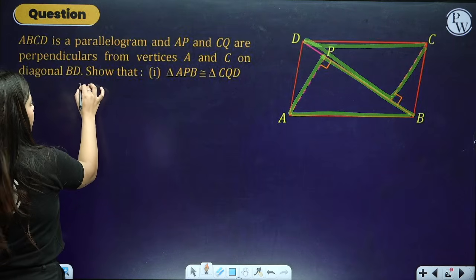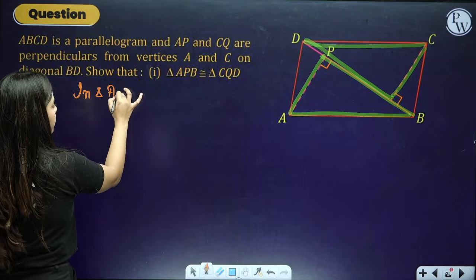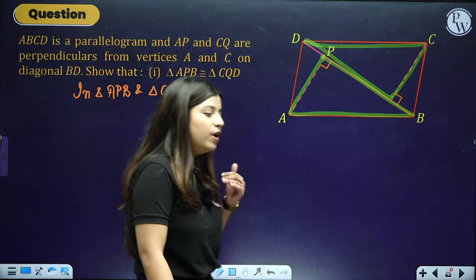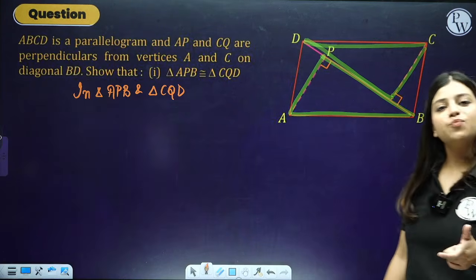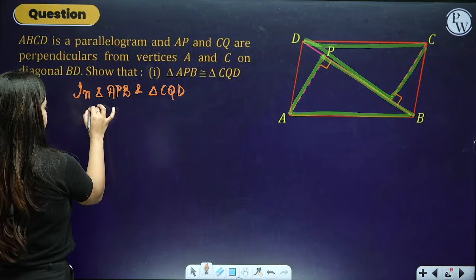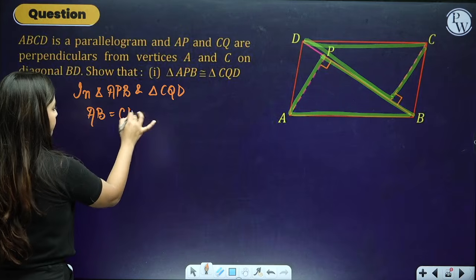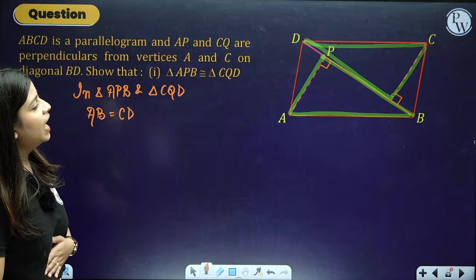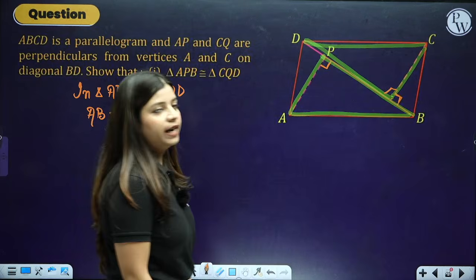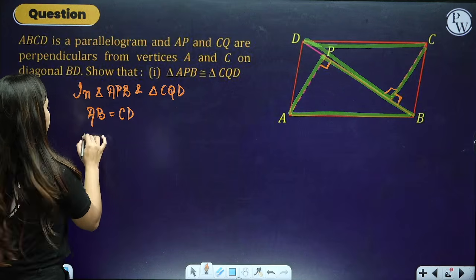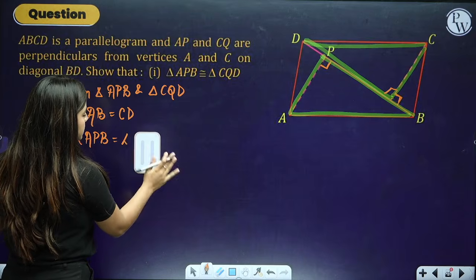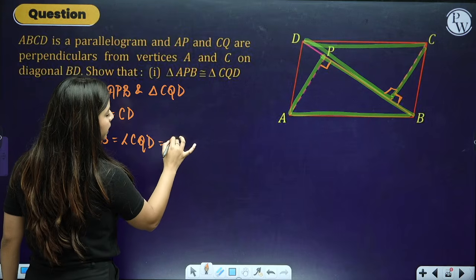What triangles are we taking? We are simply taking triangle APB and triangle CQD. The very first thing is the properties of a parallelogram, and what is the property? That the opposite sides are equal. So AB is equal to CD, as simple as that. The second thing we have is, if this is 90 degrees, this should also be 90 degrees because the outer one is 90 degrees. So we can say that angle APB is equal to angle CQD, both being 90 degrees.